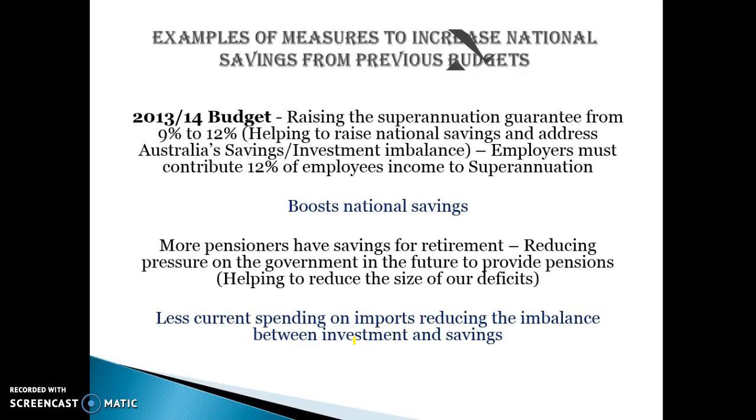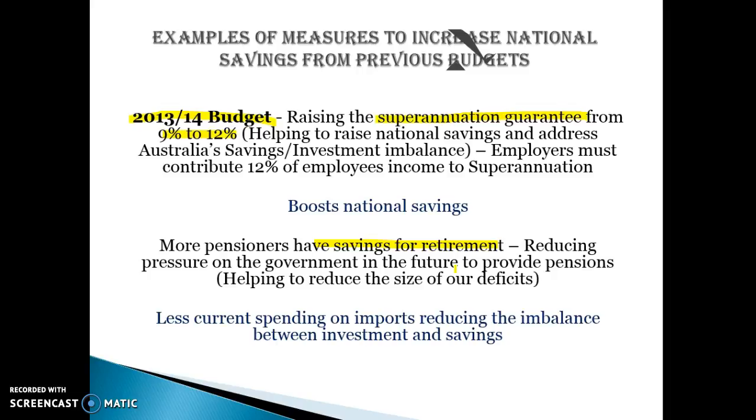From a couple of previous years' budgets, back in 2013, 2014, the government increased the amount that people had to pay in the superannuation, so it was called raising the superannuation guarantee, which basically meant instead of putting 9% of our money into super, we put up to 12%. Or employers were forced to put up to 12% of our income into superannuation. That boosted national savings and reduced import spending in the short term. It also meant that more pensioners had savings for retirement, which will reduce the pressure on the government to provide pensions in the future and help to reduce the size of our future deficits.